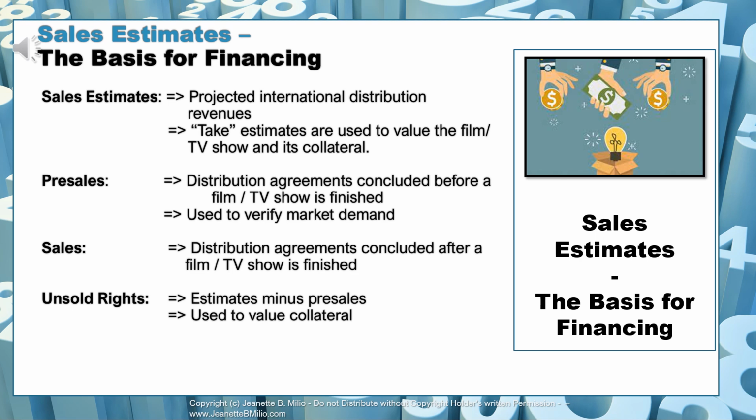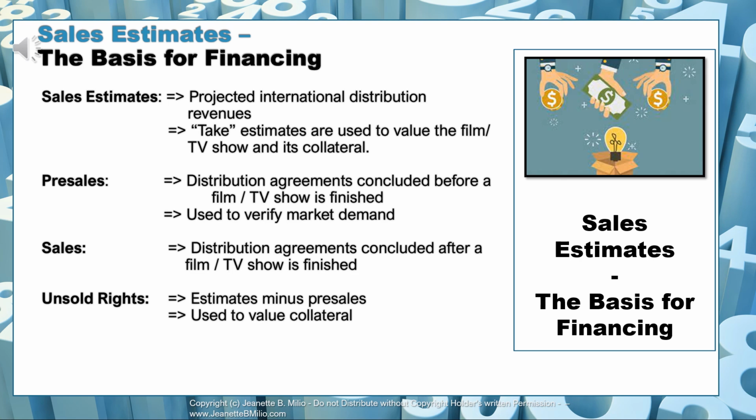Pre-sales are distribution agreements concluded before a film or TV show is finished, or I should say precisely, is produced. They are used to verify the market demand, meaning if you have a script and a great actor and a great director, and based on these elements no distributor is buying, there is usually an issue with the project that should be revisited. Maybe the project needs to be repackaged or the script needs to be changed, something needs to happen. It's a conversation to be had with the sales agent, who will likely get feedback from the distributor as to why they're not buying. Sales and distribution agreements are concluded after the film is finished.